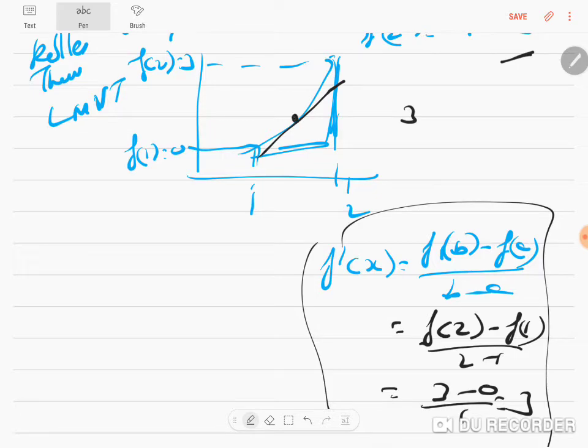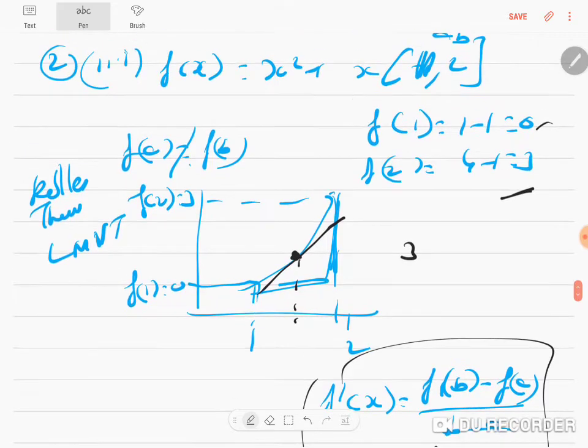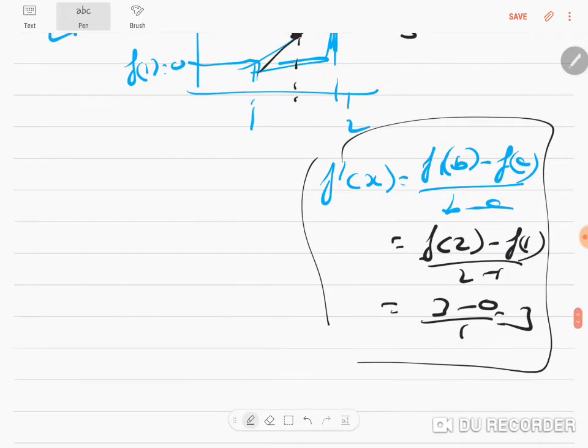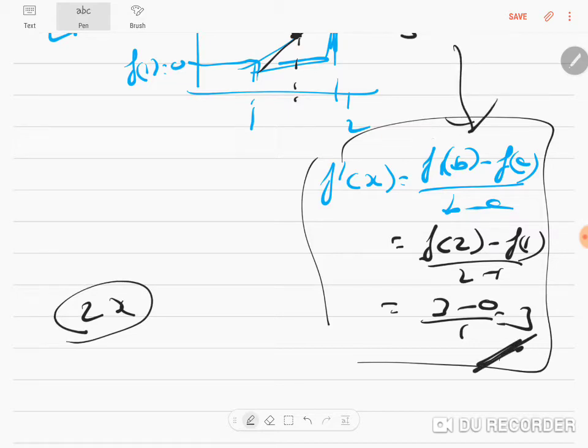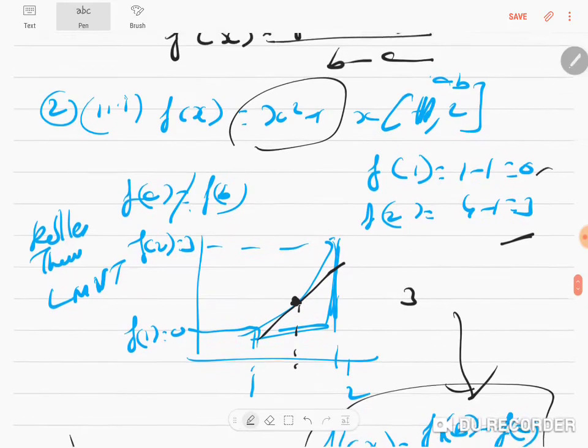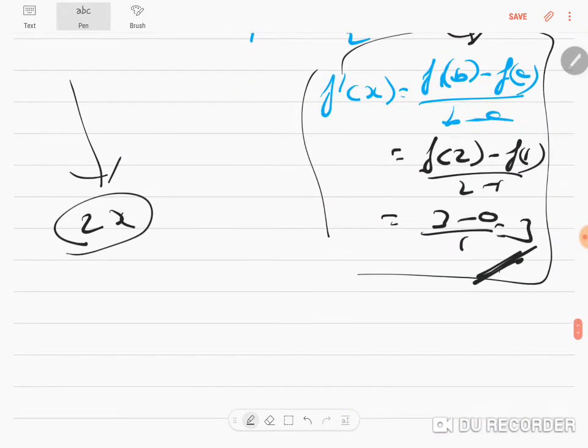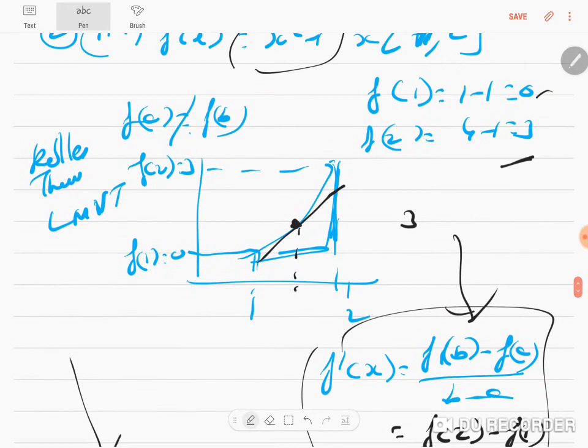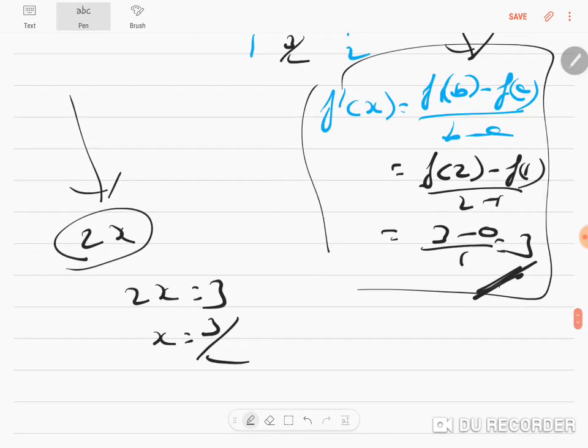And where will that slope be? That point for which you take this equation and differentiate it, you get 2x, which is also a slope. This is also a slope. You have found a slope using the formula. This is, you have found a slope by differentiating the function. Equate both. X is equal to 3 by 2 or 1.5 is a point which lies between 1 and 2 where I am drawing a slope and the slope's value happens to be 3. That's the meaning of Lagrange's mean value theorem.